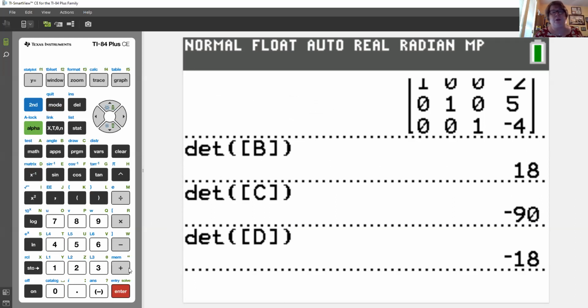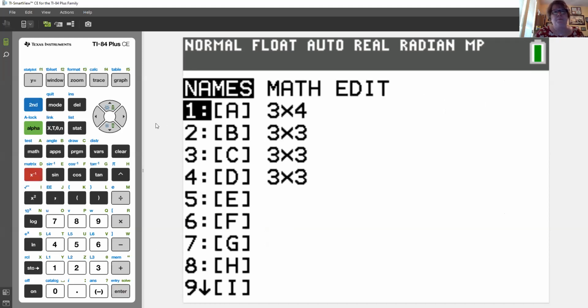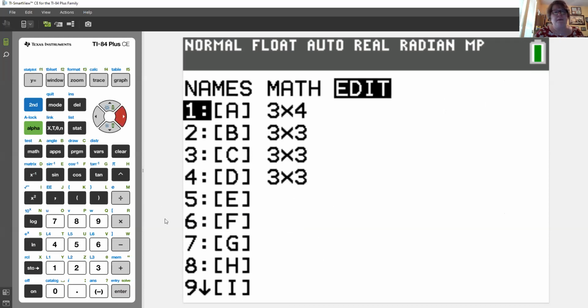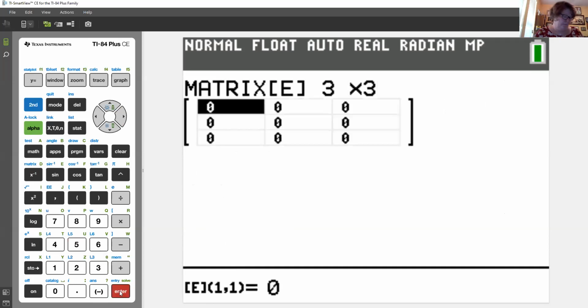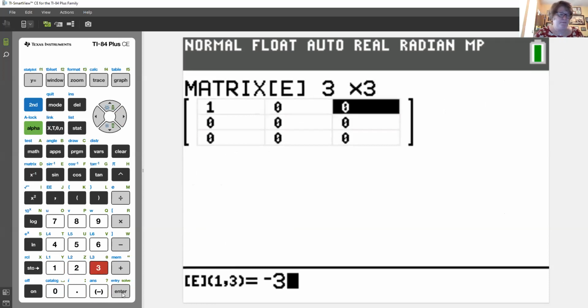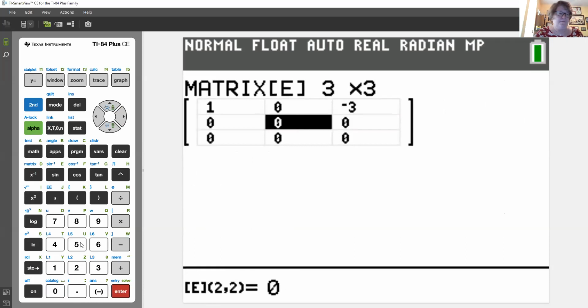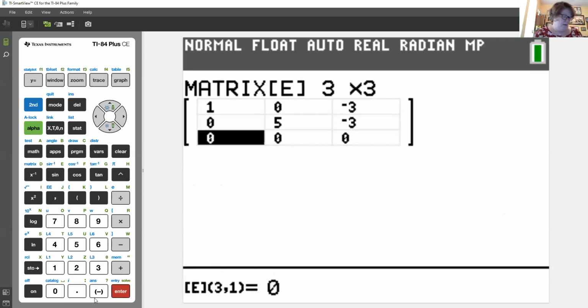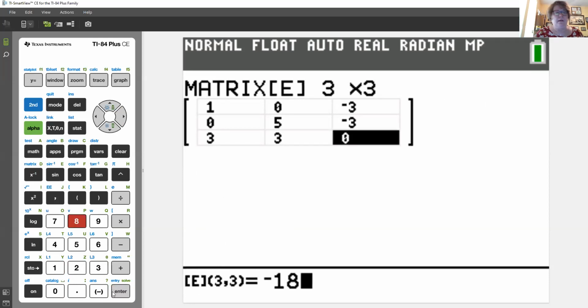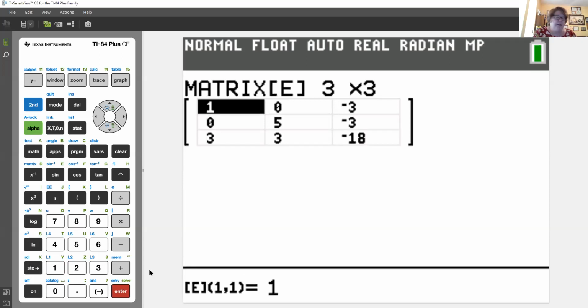All right, last matrix. We're going to put that D sub Z into E. So we're going to edit. Number 5 is E. It's a 3 by 3. 1, 0, -3, 0, 5, -3, 3, 3, -18. All right, let's see if I got that in there correctly. 1, 0, -3, 0, 5, -3, 3, 3, -18.